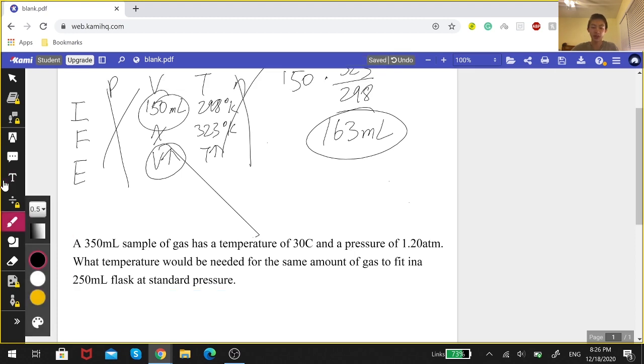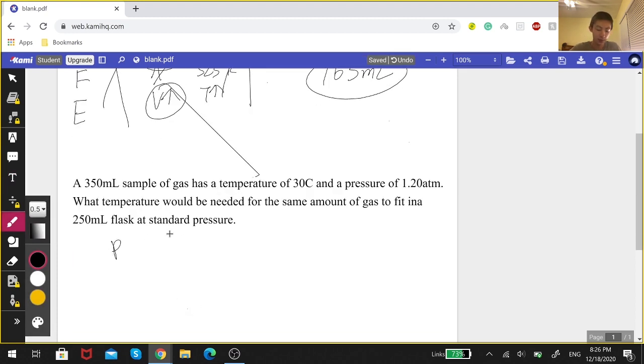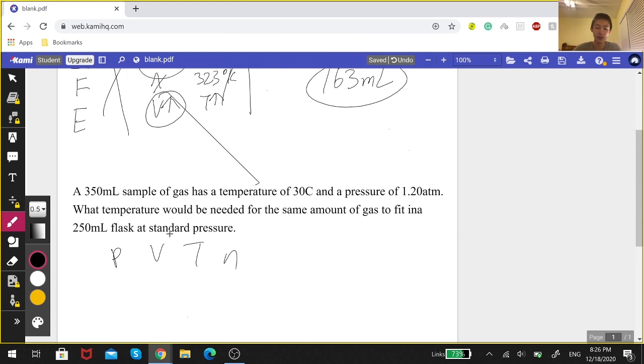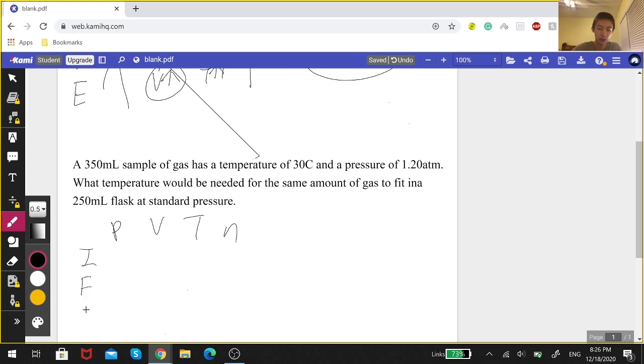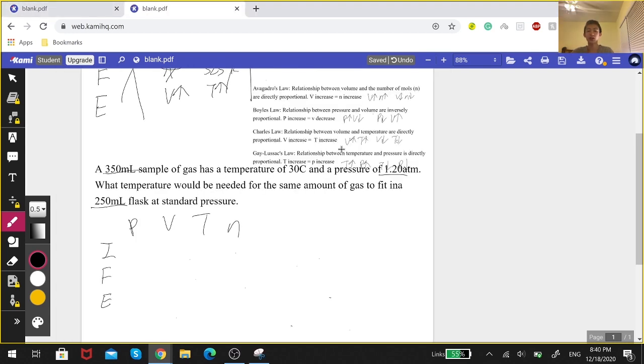Okay, so let's recreate this chart. PVTN, with initial, final, effect. First, let's write down all the information that we're given. We have 350 ml, 1.2 atm, and 30 degrees, which we want to convert into Kelvin, plus 273, which is 303 Kelvin. We're not going to look at moles because the question didn't talk about moles. Now let's look at the final. We turn into standard pressure, which is 1 atm, and our volume decreases to 250 ml.